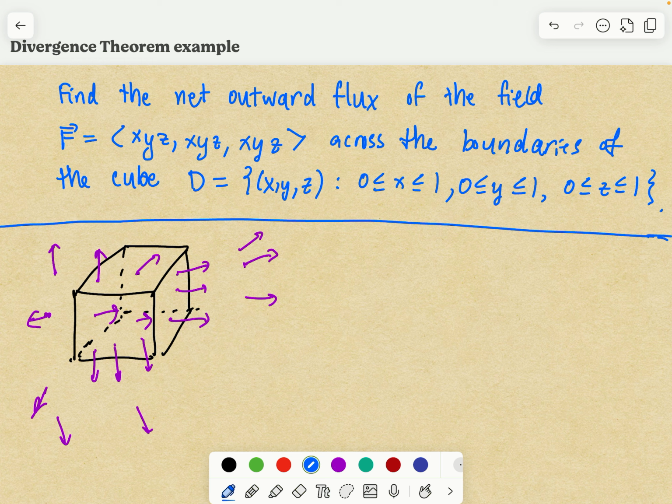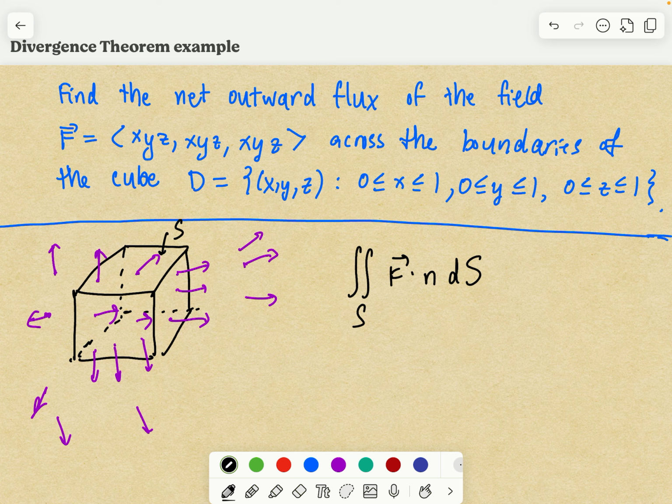And what the outward flux is, what they're talking about, is this double integral of F dot n dS. So it's a double integral over the surface S. S is the surface of the cube. It's not D, it's the surface of the cube, F dot n dS.